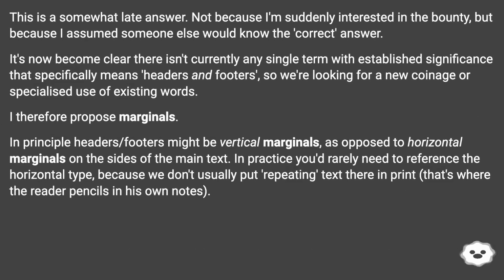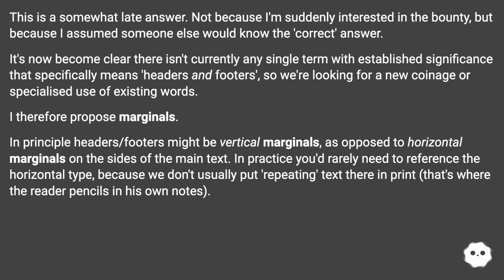This is a somewhat late answer. Not because I'm suddenly interested in the bounty, but because I assumed someone else would know the correct answer. It's now become clear there isn't currently any single term with established significance that specifically means headers and footers, so we're looking for a new coinage or specialized use of existing words.